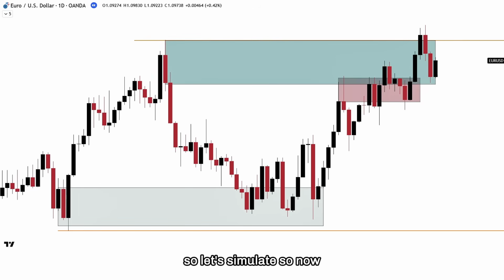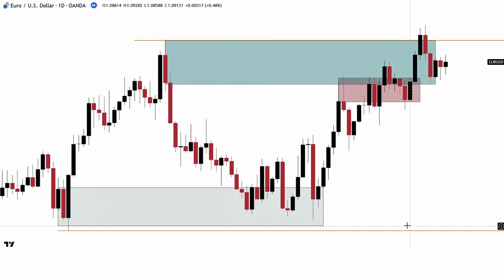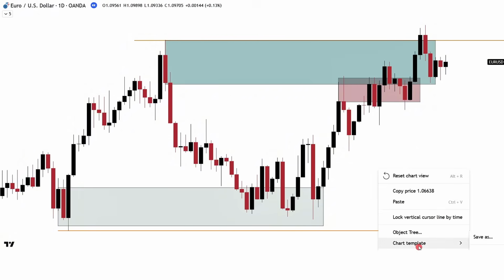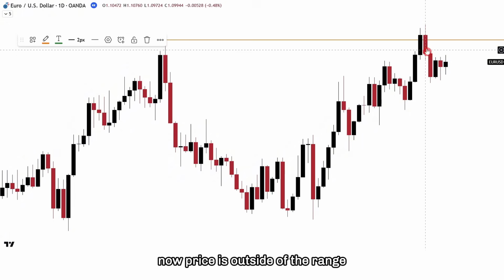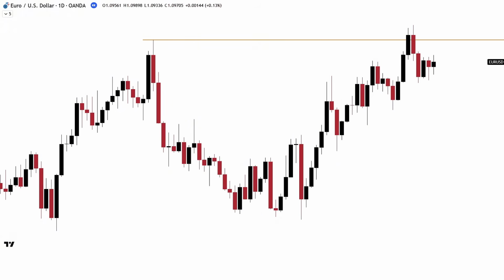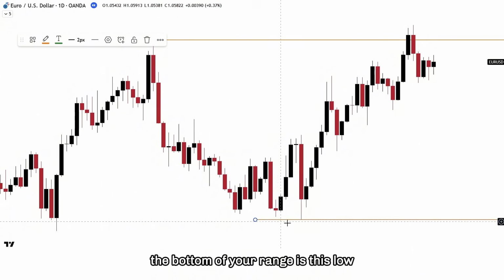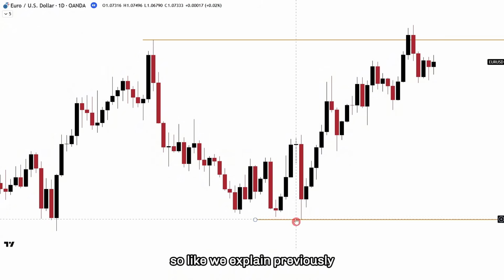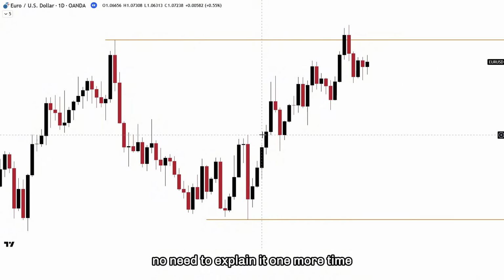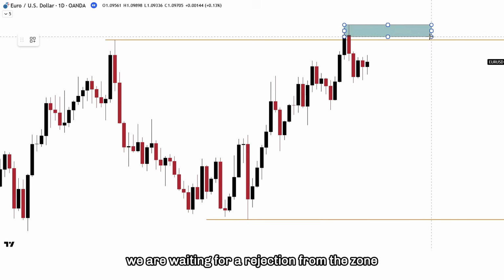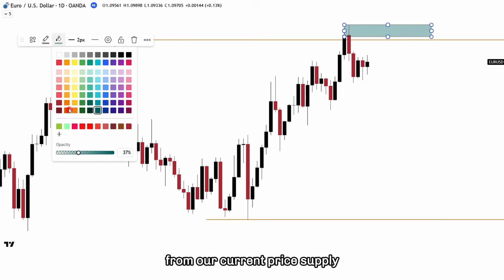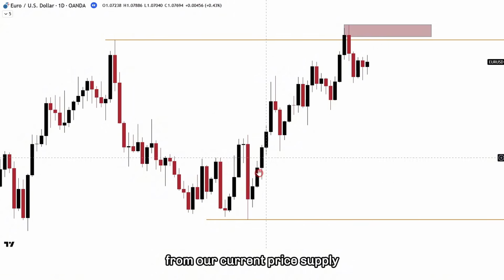So let's simulate. Now price is outside of the range, but now price came back. And where is the bottom of your range? The bottom of your range is this low. So like we explained previously, no need to explain it one more time. So what are we waiting for? We are waiting for a rejection from this zone, from our current price supply.